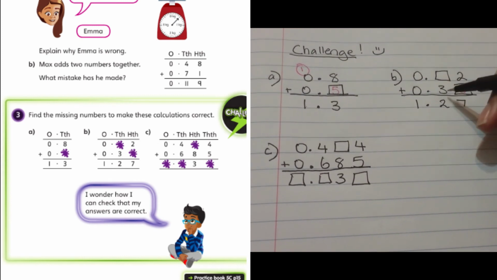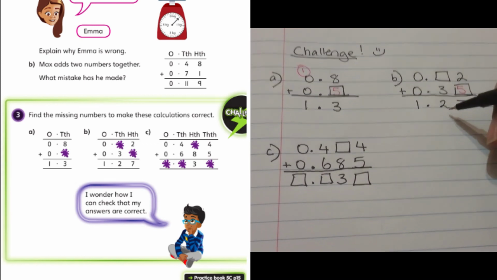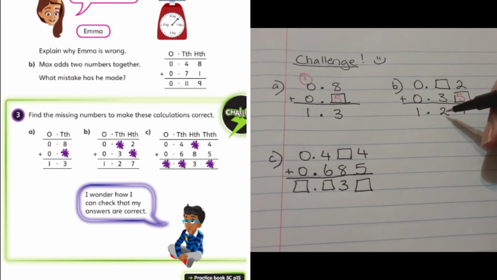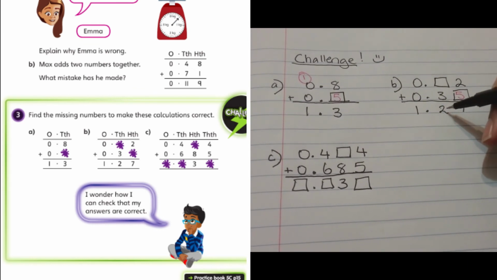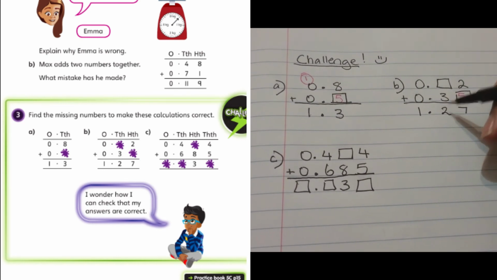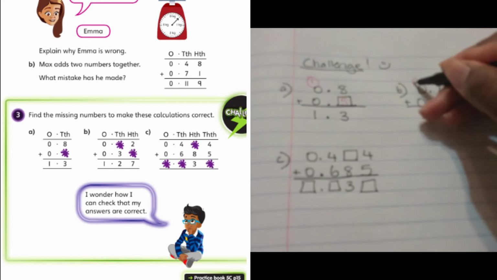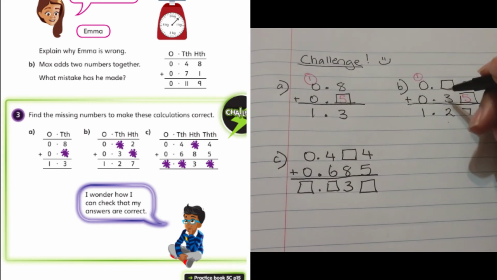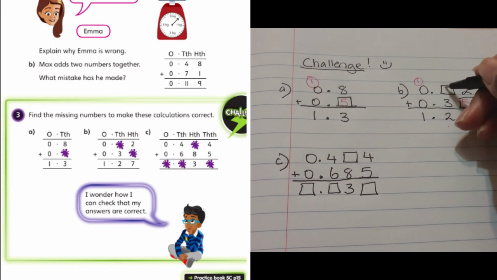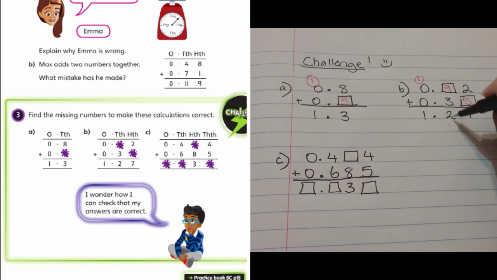Now I need something plus 3 to give me a 2 at the bottom. Well, again, that must mean this 2 isn't really just 2. It must have been part of a 12, because I can't add something to 3 and end up with a smaller number. So it must be that a 1 got carried over here, and this was really 12. So what number plus 3 gives 12? 9. 9 plus 3 equals 12.